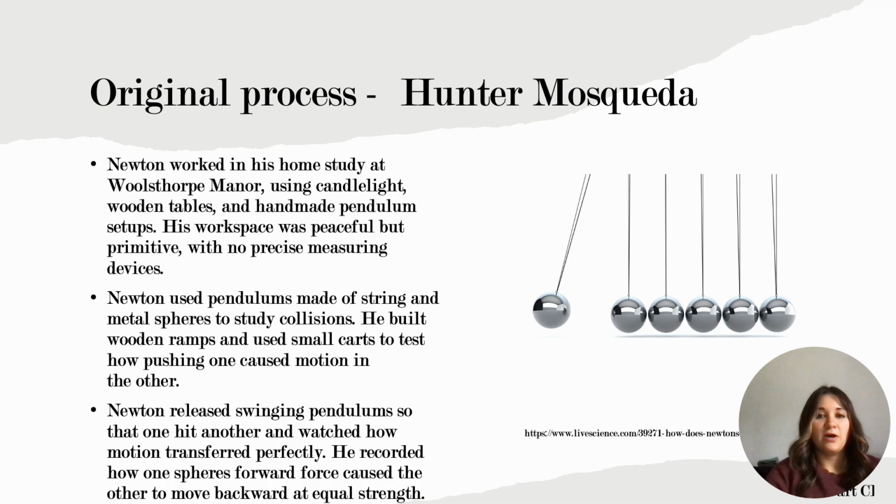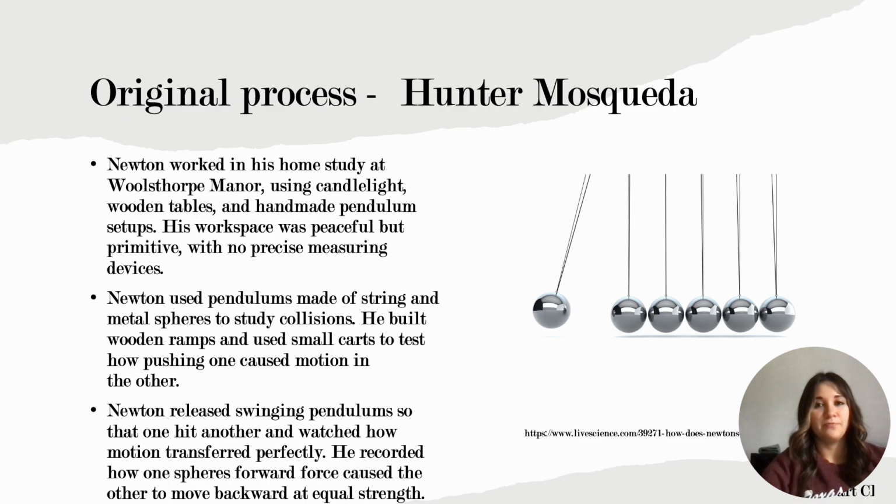Newton spent a lot of time experimenting with pendulums to study collisions. He built wooden rams and used small cars to see how pushing one object caused another to move. One of his famous experiments involved swinging pendulums so that one ball hit another. He noticed that when one ball moved forward and struck another, the second ball moved backward with equal force. This led to his idea that for every action there is an equal and opposite reaction, the foundation of his third law of motion.